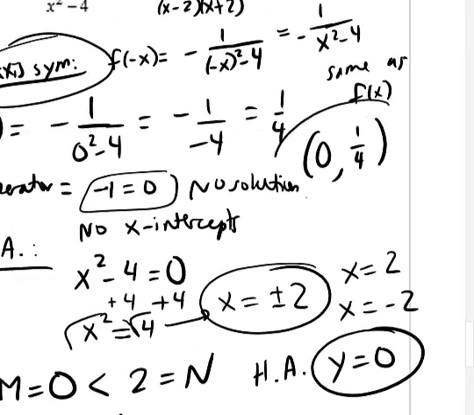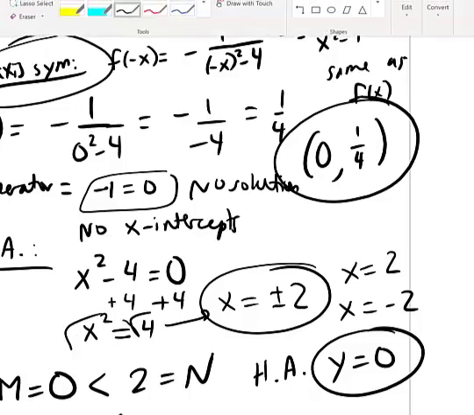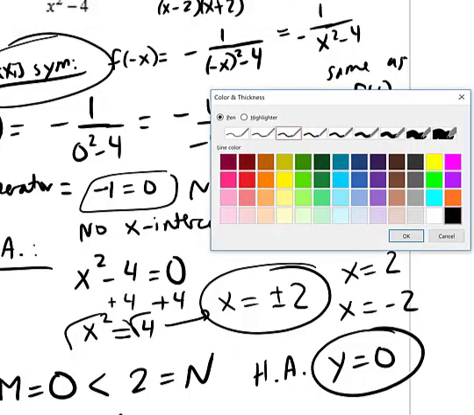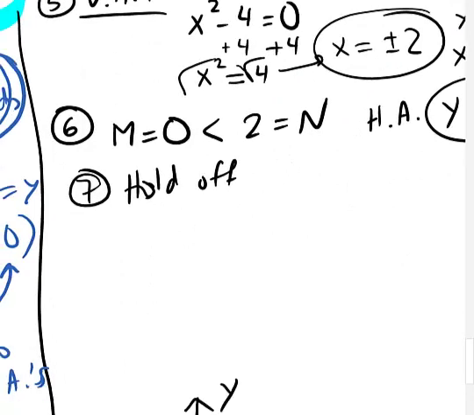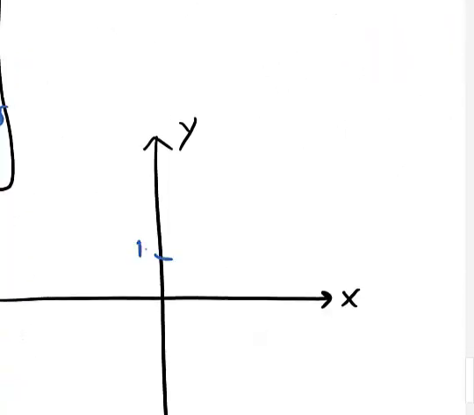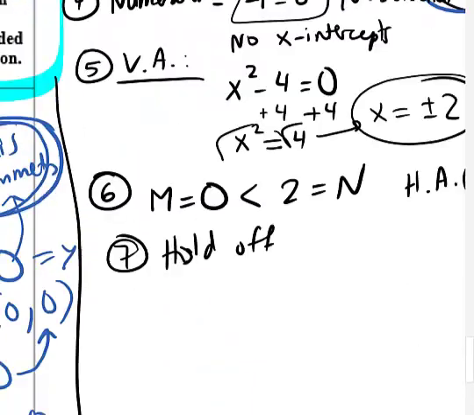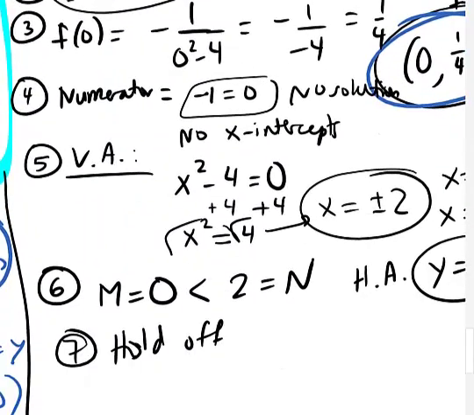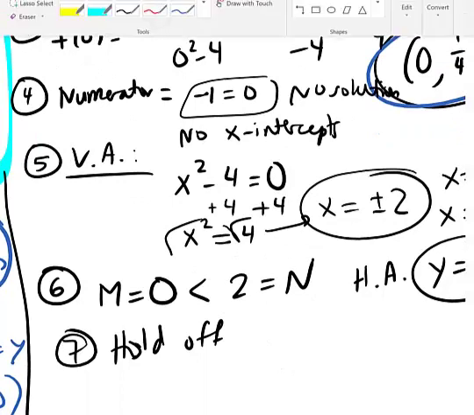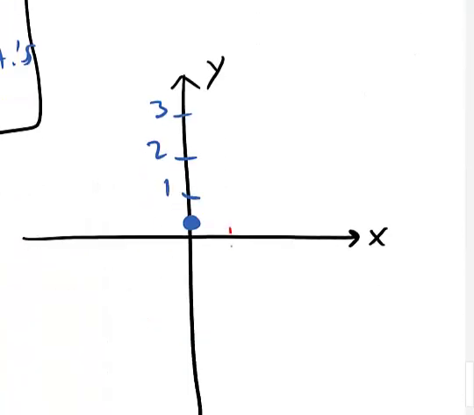It has a point at 0, 1/4. So let me try to plot that guy. 0, and then 1/4. Okay, let's say this is 1, and 1/4 is right here. And then what? There were no x-intercepts. There were 2 vertical asymptotes. I can plot those: x equals 2 and x equals -2. So at x equals 2, there's a vertical asymptote, and at x equals -2, there's another vertical asymptote. Other than that, though, I don't really know what's going on.